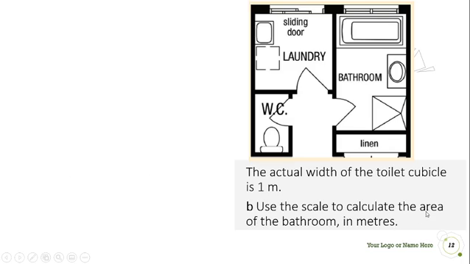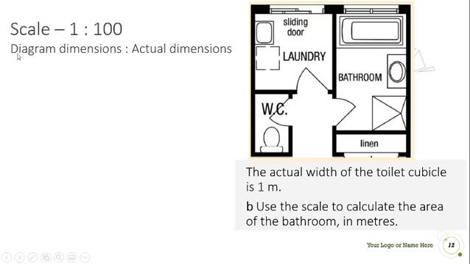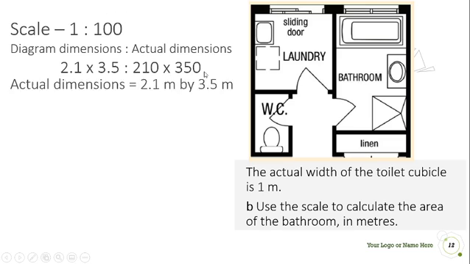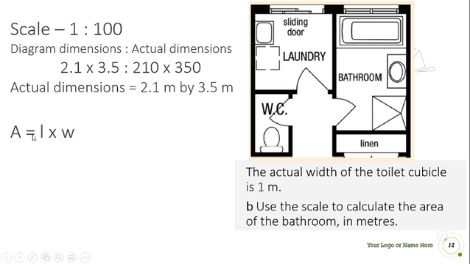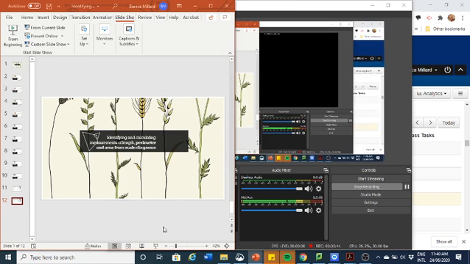Then it says use that scale to calculate the area of the bathroom in meters. So we know our scale is 1 to 100. We take our diagram dimensions, so we actually draw it ourselves, to our actual dimensions. Okay? 2.1 by 3.5. And we times that by 100. So it becomes 210 by 350. Those were centimeters, we change them into meters. And we then work out our area. So it would be 2.1 by 3.5, times them together, and you get 7.35 meters squared. All right, guys, I want you to go ahead and try that for me, please.